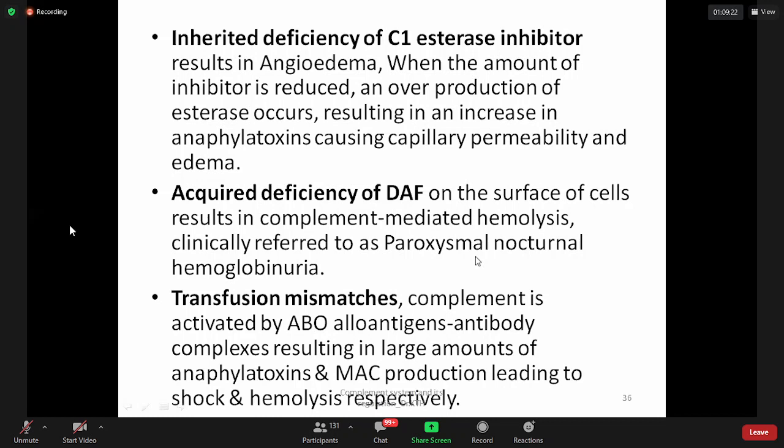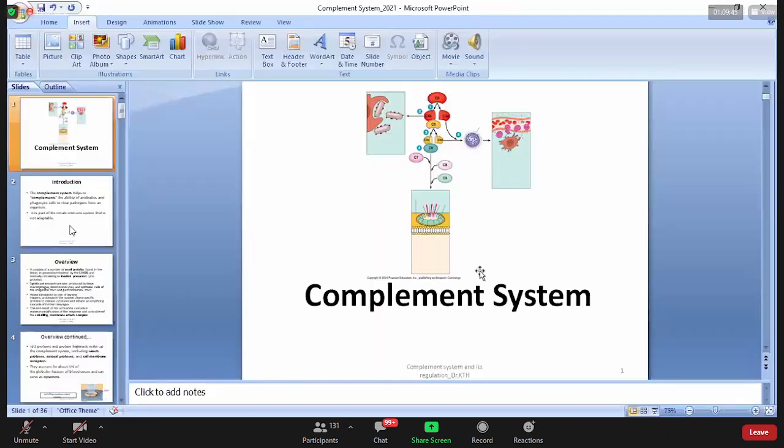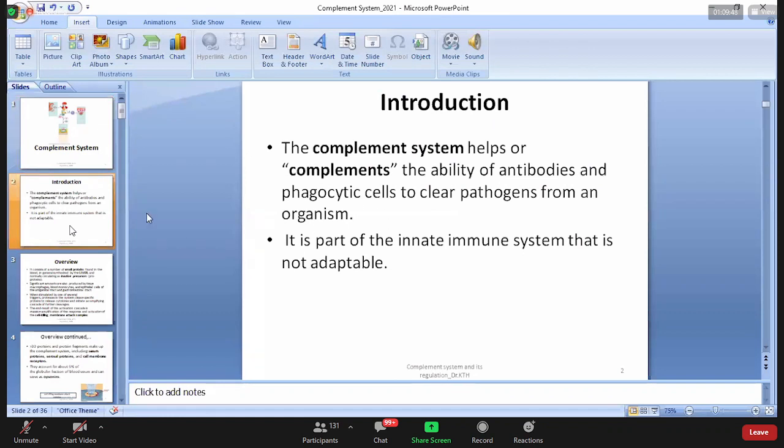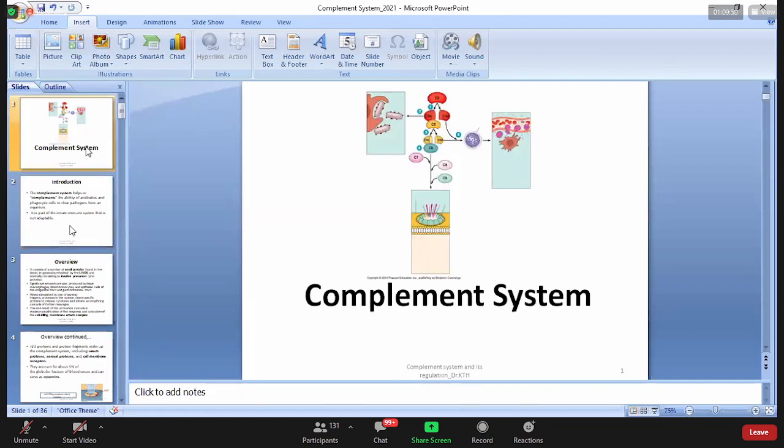Then there are people who have transfusion mismatches. Imagine if someone has blood group A and you give them blood group B, you're literally giving them a different antigen. So you're going to immediately activate complement, and you end up with these transfusion reactions. So that is all about complements.